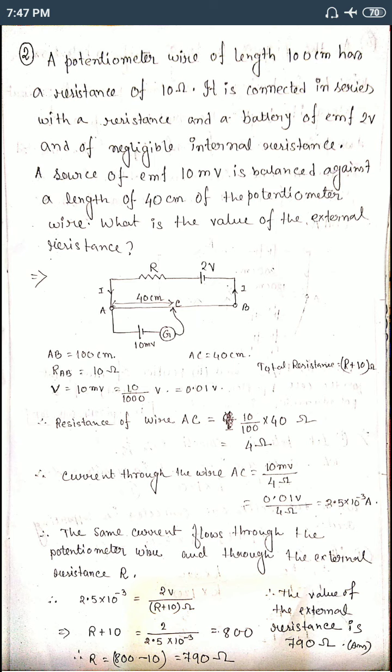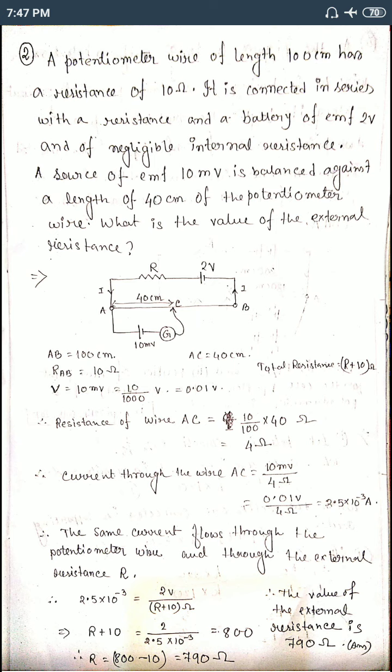So the total wire AB is 100 centimeter. When the length of the wire is 100 centimeter, its resistance is 10 ohm. So when its length is 40 centimeter, what will be its resistance? 10 by 100 into 40, that is 4 ohm. Now we get the resistance of the wire AC.